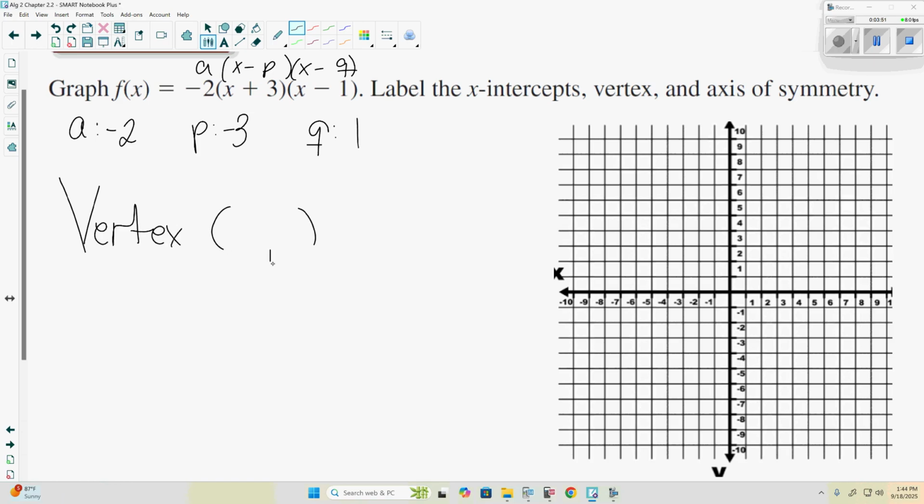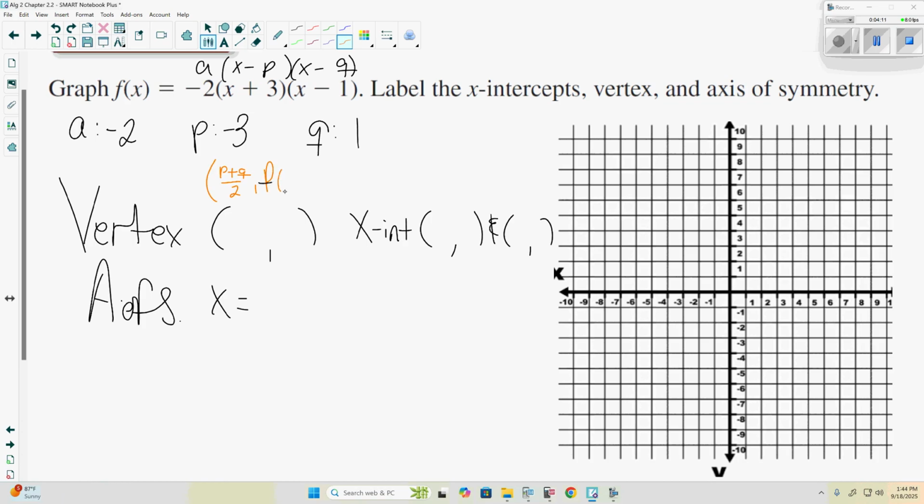Vertex, axis of symmetry, x-intercepts. In the general form, the vertex is the point p plus q over 2, comma, f of p plus q over 2. The x-intercepts are the points p, comma, 0 and q, comma, 0.